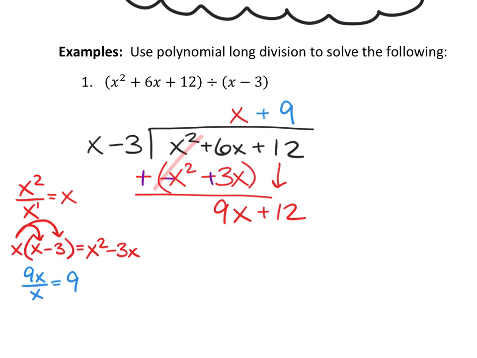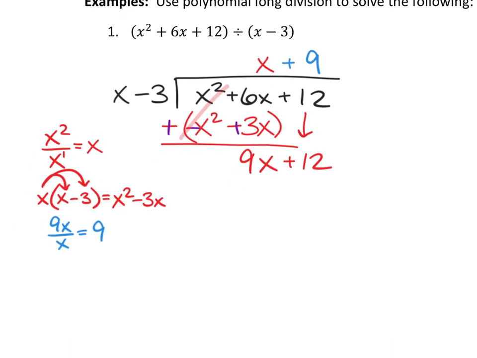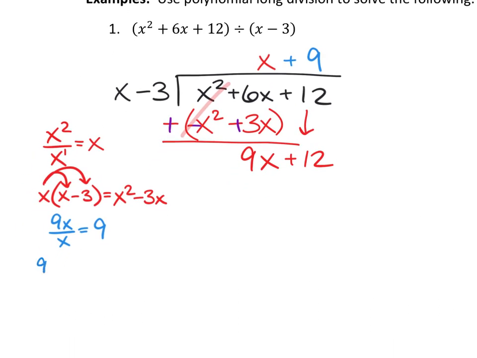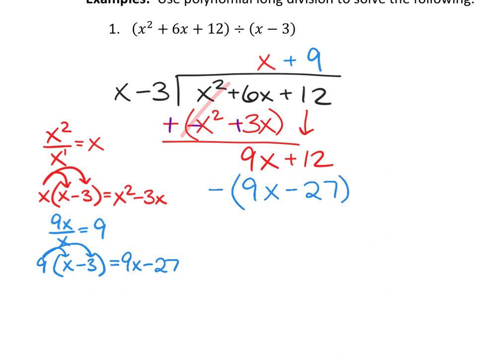Okay. That was divide. Now I need to multiply. I'm going to multiply 9 by the entire divisor. Multiply, multiply, that is 9x minus 27. So that's what I write here. Divide, multiply. The next step was subtract, but I told you you're going to mess up if you try to subtract, so what should we do instead? Change all the signs. Change, change, change.